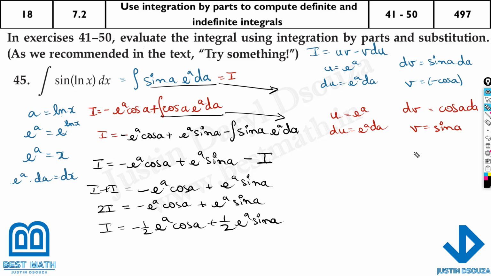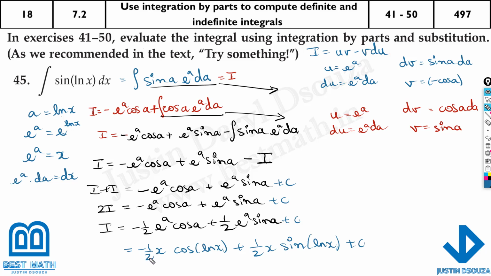Now we will substitute back, I'll just change the color here. Now if you're thinking, okay, e to the power a is what exactly we assumed? ln x. You can do that and then it'll be cancelled, but instead of that, what is e to the power a? It's x. So here I will have minus half x. What is cosine a? Cosine of ln x, plus half x sine ln x. Don't forget the plus c here. Once you do the integration, there will be plus c. So this is the answer.